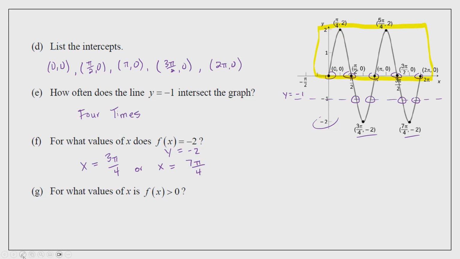This would be where all of the y values are greater than 0. So the x coordinates for that would be from 0 to pi over 2. And we have parentheses at these coordinates because the y coordinates at 0 and pi over 2 is 0, and we want greater than 0. So we can't put brackets on that. And union pi to 3 pi over 2. Okay, so those two would be the intervals for where f of x is greater than 0.